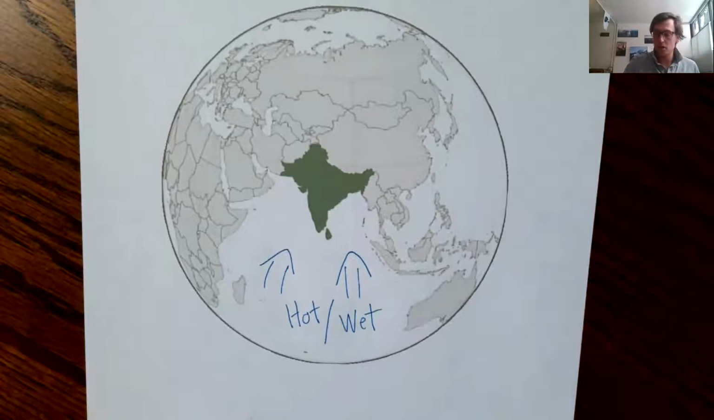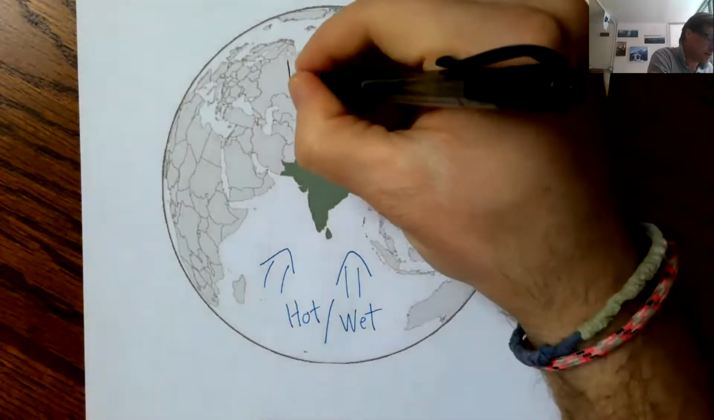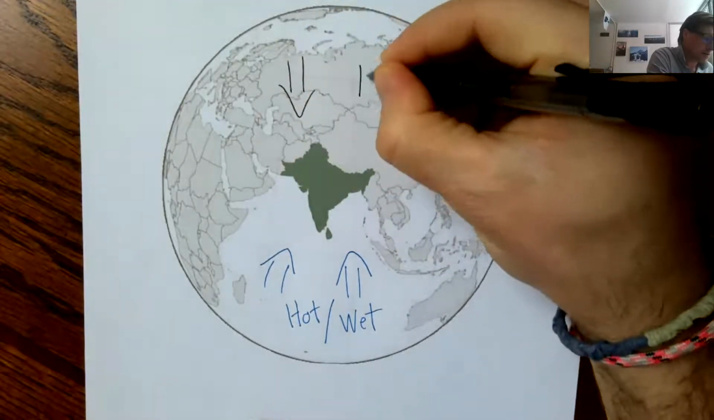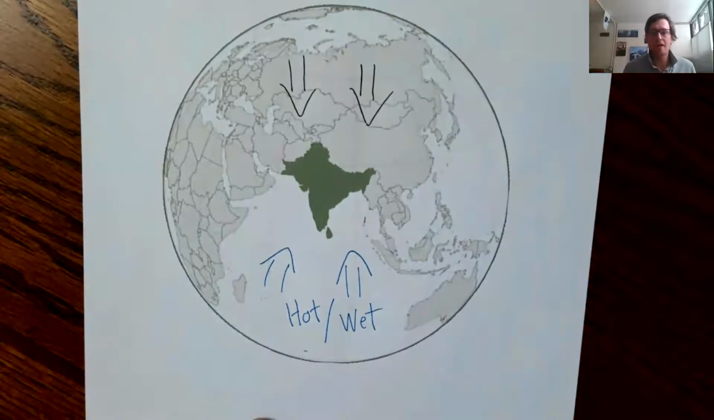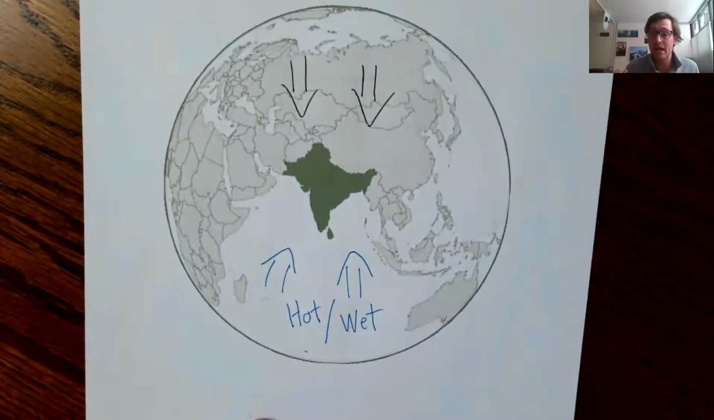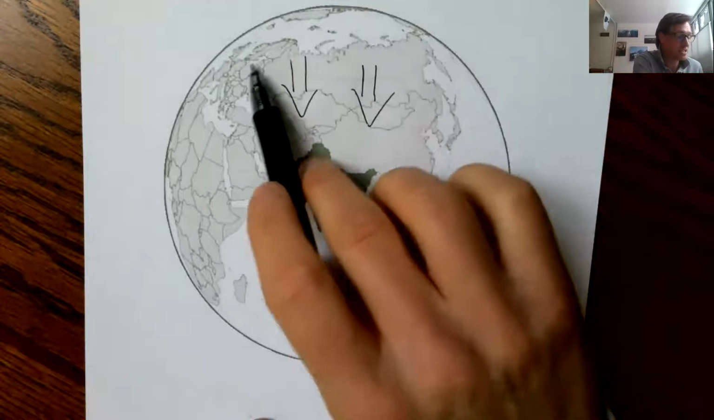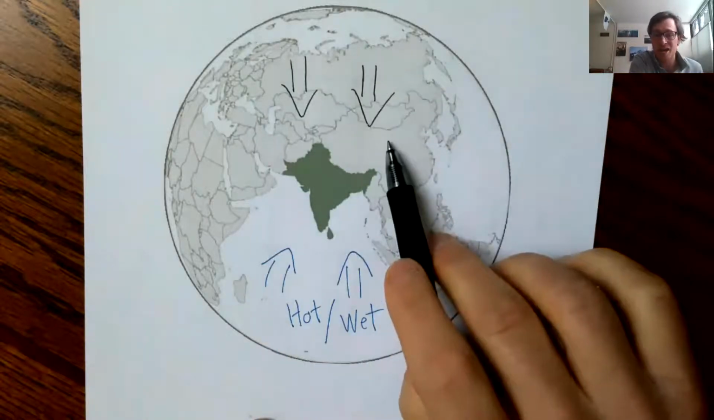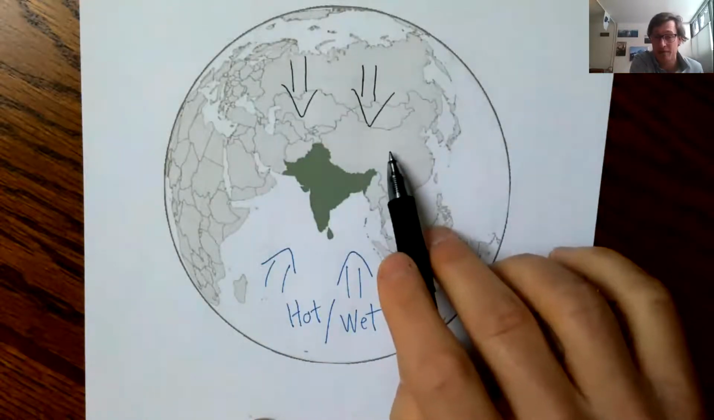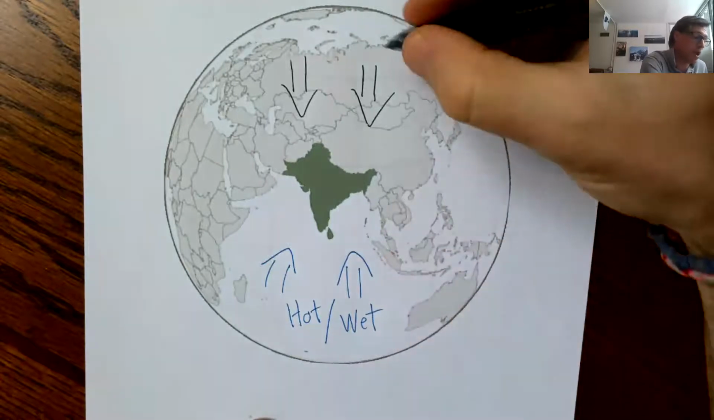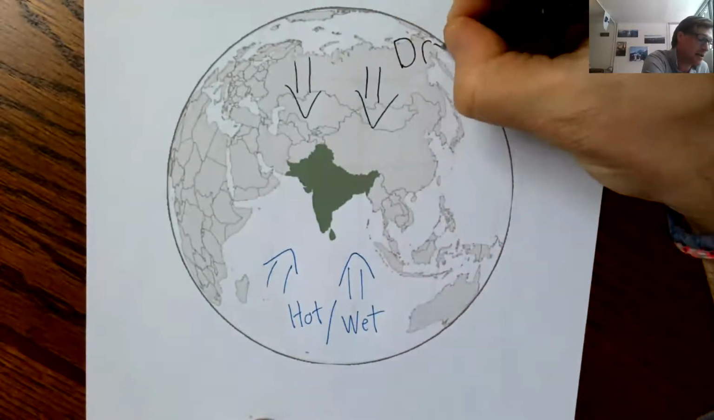Now in the winter, something totally different happens. Our winds shift and they start coming in from the north and heading to the south. Now, what type of air is being blown in? Well, it's going to be dry air because this is a huge landmass here and there's not a lot of water to be evaporated from. So that air is going to be dry.